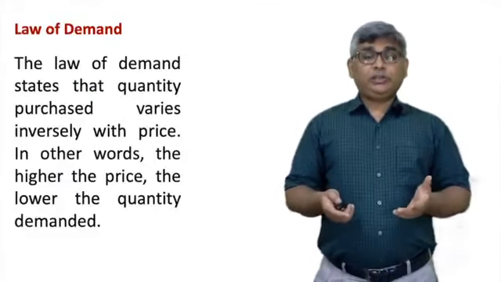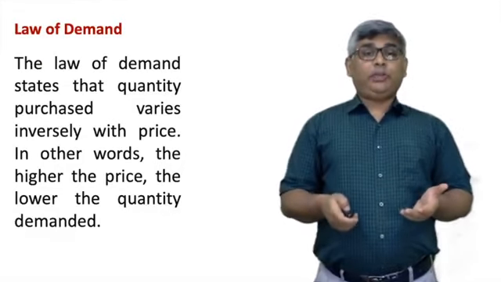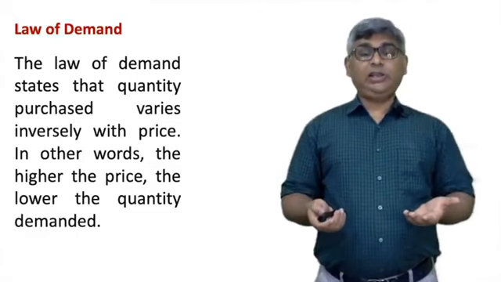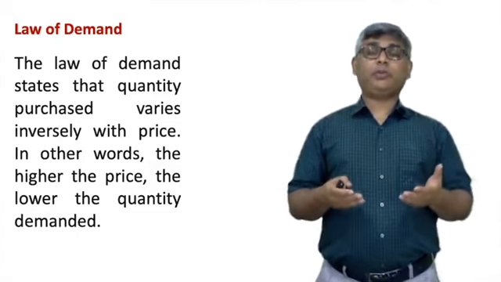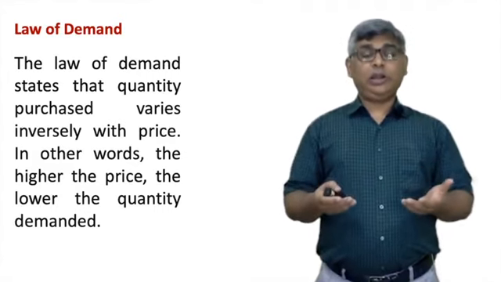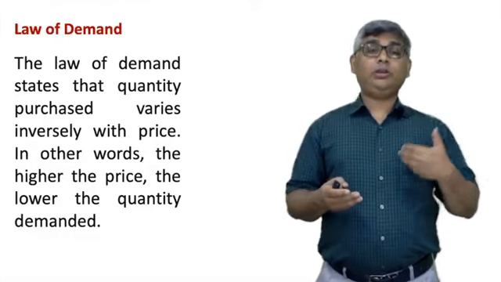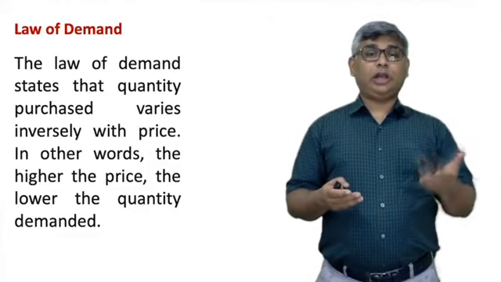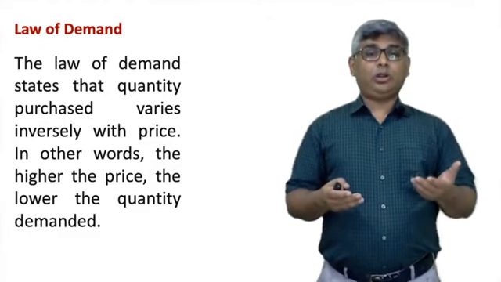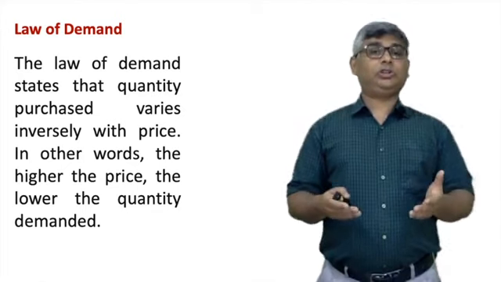So if we just summarize, there is a law of demand which states that the quantity purchased varies inversely with price. That means when the price of a particular commodity is higher, it will experience less demand, and when the price falls down, the demand will be higher. In other words, the higher the price, the lower the quantity demanded, and vice versa. So this is known as the law of demand. This is all about the law of demand.